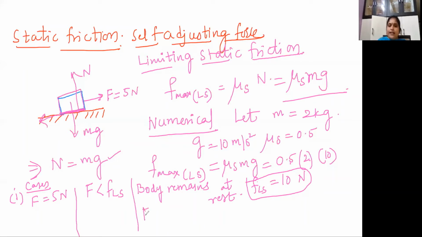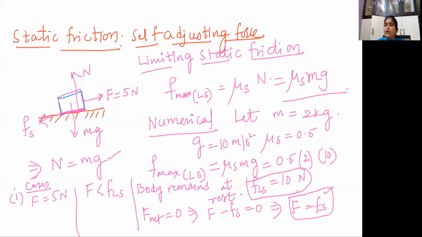So thereby the net force is 0. But what is the net force? Let us suppose the other force acting is friction. Let the static friction acting be Fs. Then what can I write? F minus Fs is 0. That implies F is Fs. That means the friction acting here is equal to the external force applied. So the frictional force in this case is equal to the force applied. The force applied was 5 Newton.